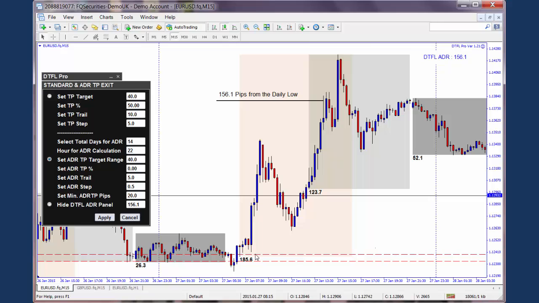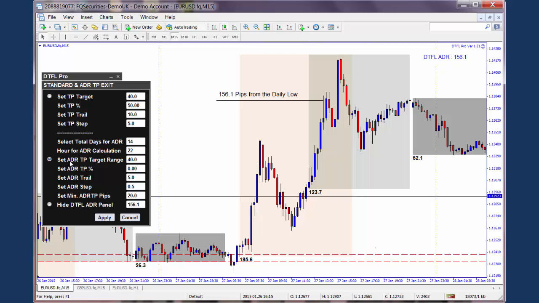If it's been a less volatile market, so the range is only, say, 60, 70 pips, then the ADR will be less, and therefore you're not expecting such a volatile market, and the take profit will be less. So that's the rationale for why you may be considering using the ADR as well as the standard take profit target, or even on its own. But let me show you how it works.